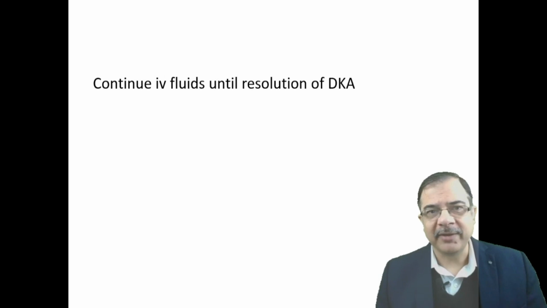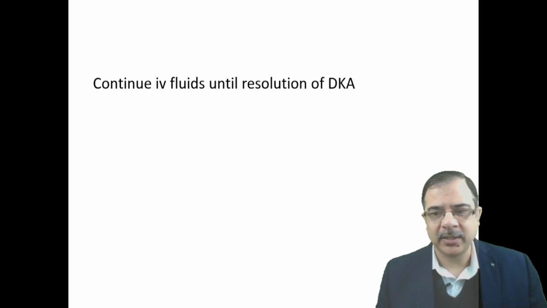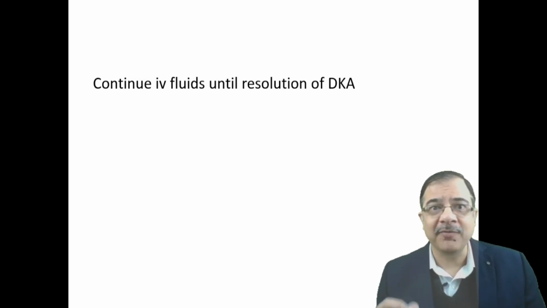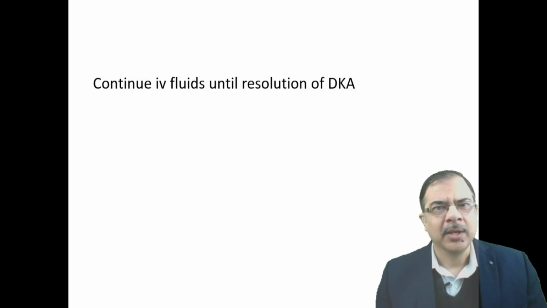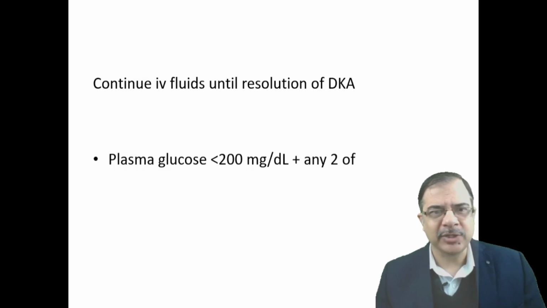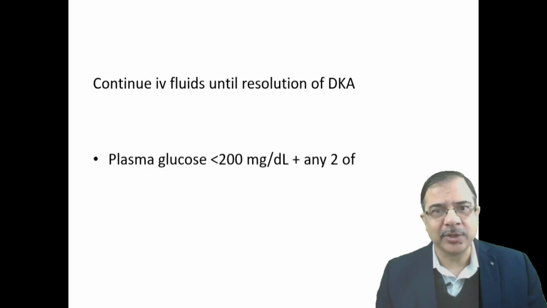Now continue IV fluids. Till what time will these IV fluids be given? This will be given until the resolution of DKA. Now what is the meaning of resolution of DKA? Usually it takes 12 to 24 hours for the resolution of DKA with proper management. Plasma glucose is less than 200 mg per deciliter. Any one of two criteria should be positive.